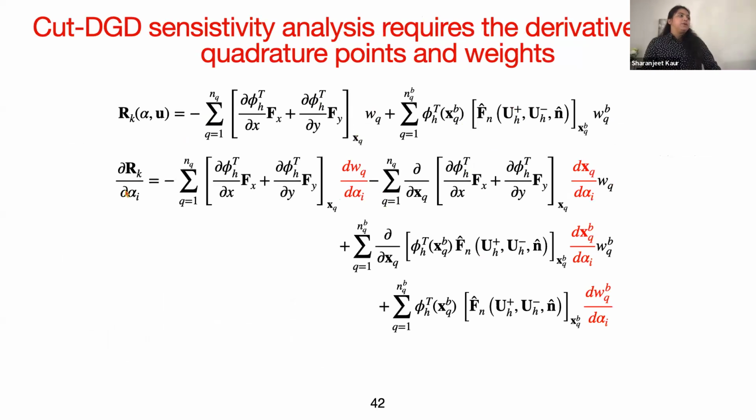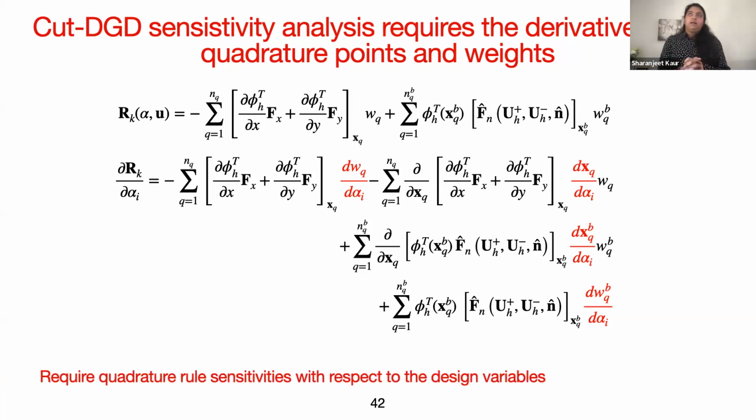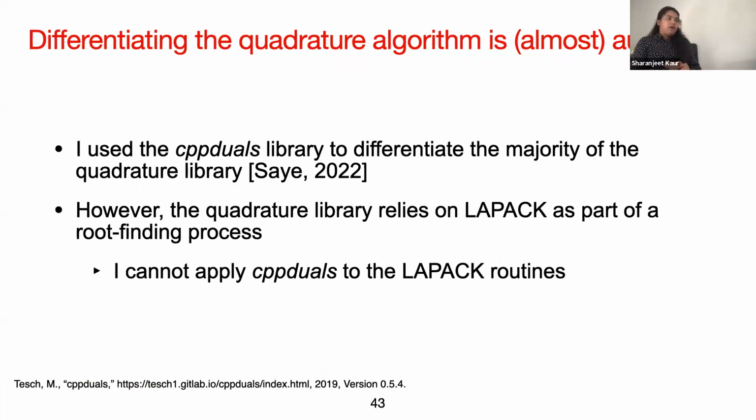And if we differentiate it with respect to design variables, we see that we require the quadrature rule sensitivities with respect to design variables. In a cut cell setting, this means that I need to differentiate that quadrature library. In order to accomplish that, I differentiated Saye's algorithm using the CPP duals library. It's very simple to use. It's a header-only library. And I say it's almost automatic. Why? Because there was some portion that uses LAPACK, and I have to hand differentiate that part.